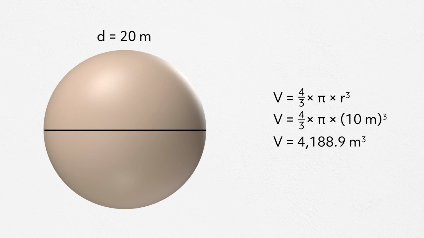The sphere has a diameter of 20 meters. This is all the information we need to plug in and solve for our equation. We're looking for the radius, and we know that the radius is equal to half the diameter, which means that our radius is equal to 10 meters. When we plug 10 into our formula and solve, we get 4,188.9 meters cubed.